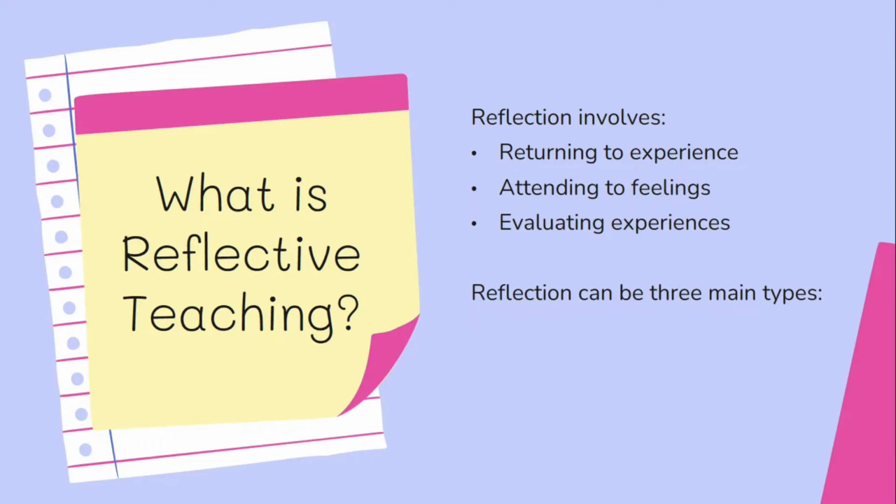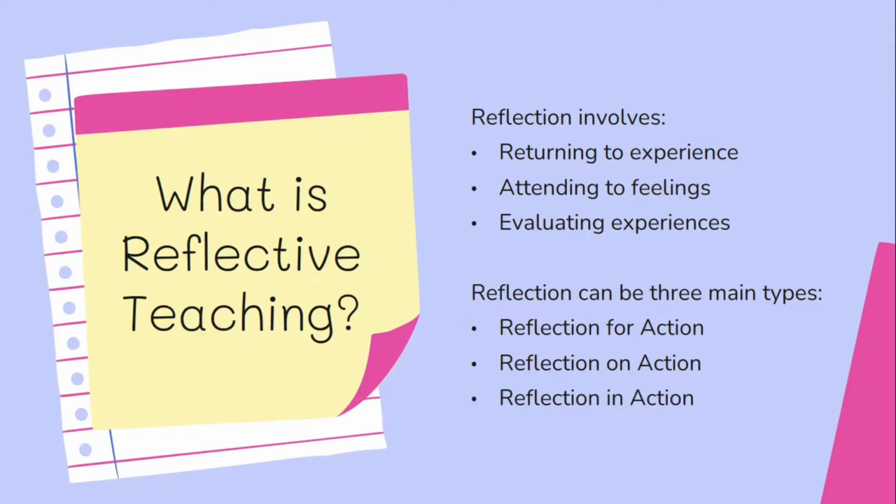Reflection can be of three main types. Reflection for action: thinking about future actions with the intention of improving or changing a practice. Reflection on action: it involves stepping back from the situation, meaning that it happens at some time after the situation has occurred. And reflection in action: it takes place while you are involved in the situation, often a patient interaction.